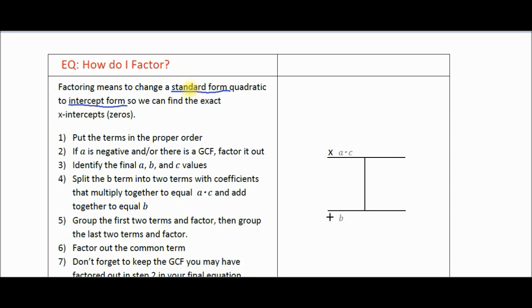So in previous videos, we've learned how to take a vertex form quadratic and change it to standard form. We've learned how to take an intercept form quadratic and turn it to standard form. Both of those are done by distribution. And now we're going to go the opposite direction. How do we take a standard form quadratic and change it to intercept form?